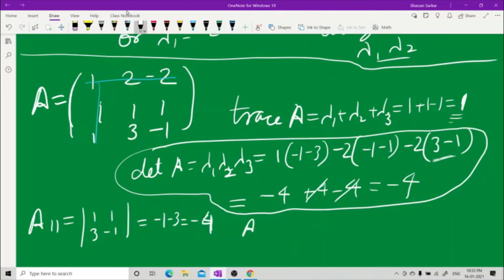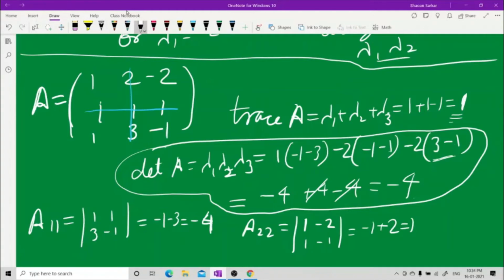Now you have A22. What you do is hide the second row and the second column. Whatever you see, you write it down: 1, minus 2, 1, minus 1. This is nothing but minus 1 minus 2 plus 2, and what you get is plus 1.